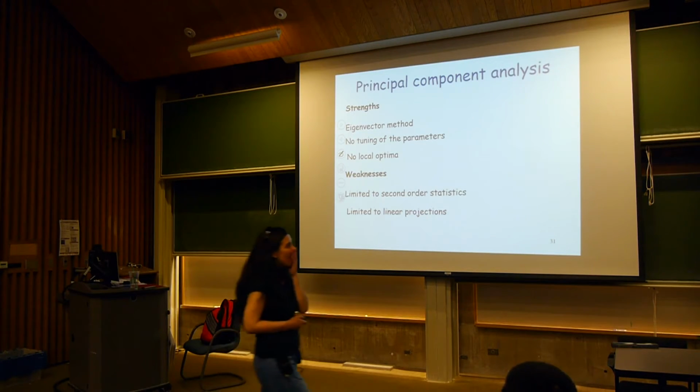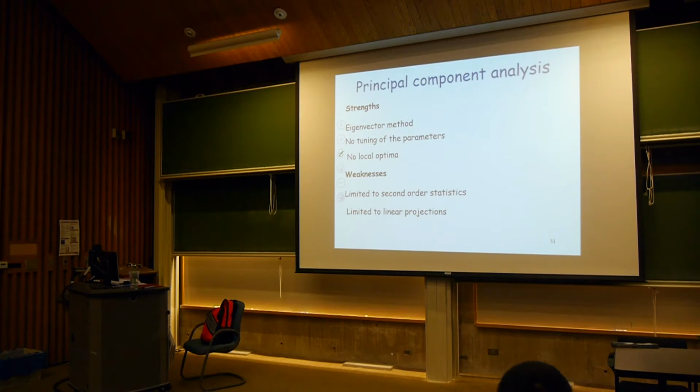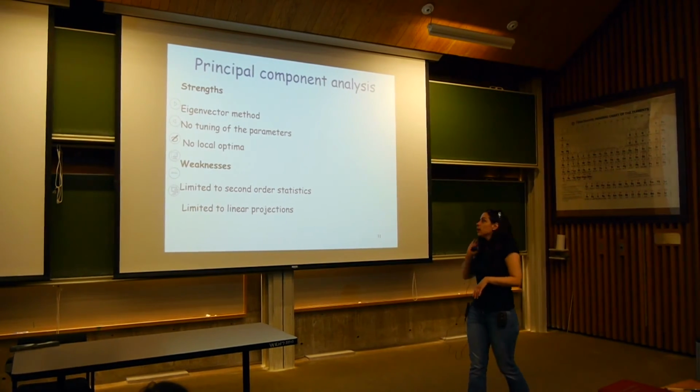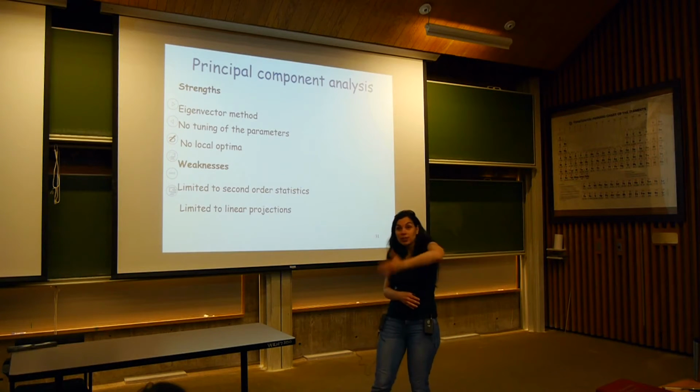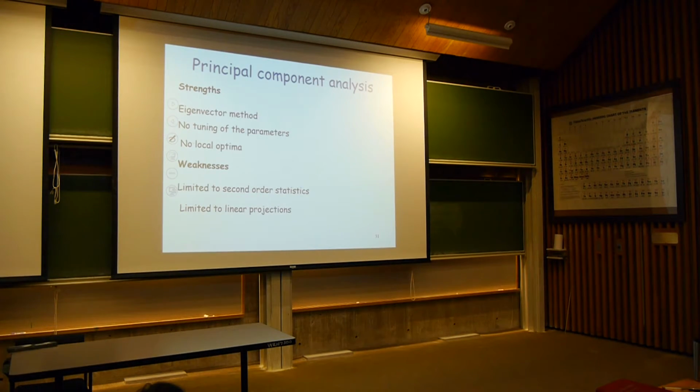In terms of weaknesses, it's limited to second order statistics. I've been talking throughout the lecture about the variance; we want to capture the covariance information. So how about higher order moments? Also, it's really a linear projection, as I mentioned. We just do a linear projection to a low dimensional subspace. But sometimes a linear projection might not be sufficient. So what do we do?